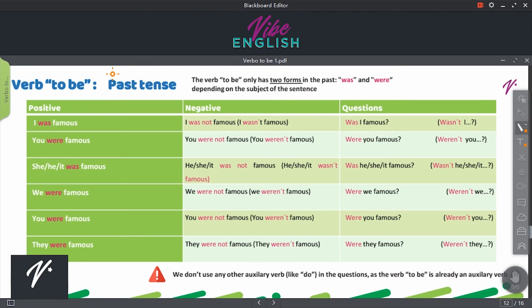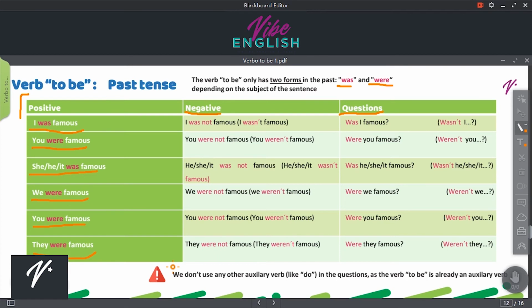And just close to finishing off here, we have the verb to be in the past tense. So the verb to be only has two forms in the past. We have was and were, depending on the subject of the sentence. I will just run through the positive past tense of the verb to be. You can obviously have a look at the negative and the questions. So here we have I was famous, you were famous, she, he, it was famous, we were famous, you were famous, and they were famous.